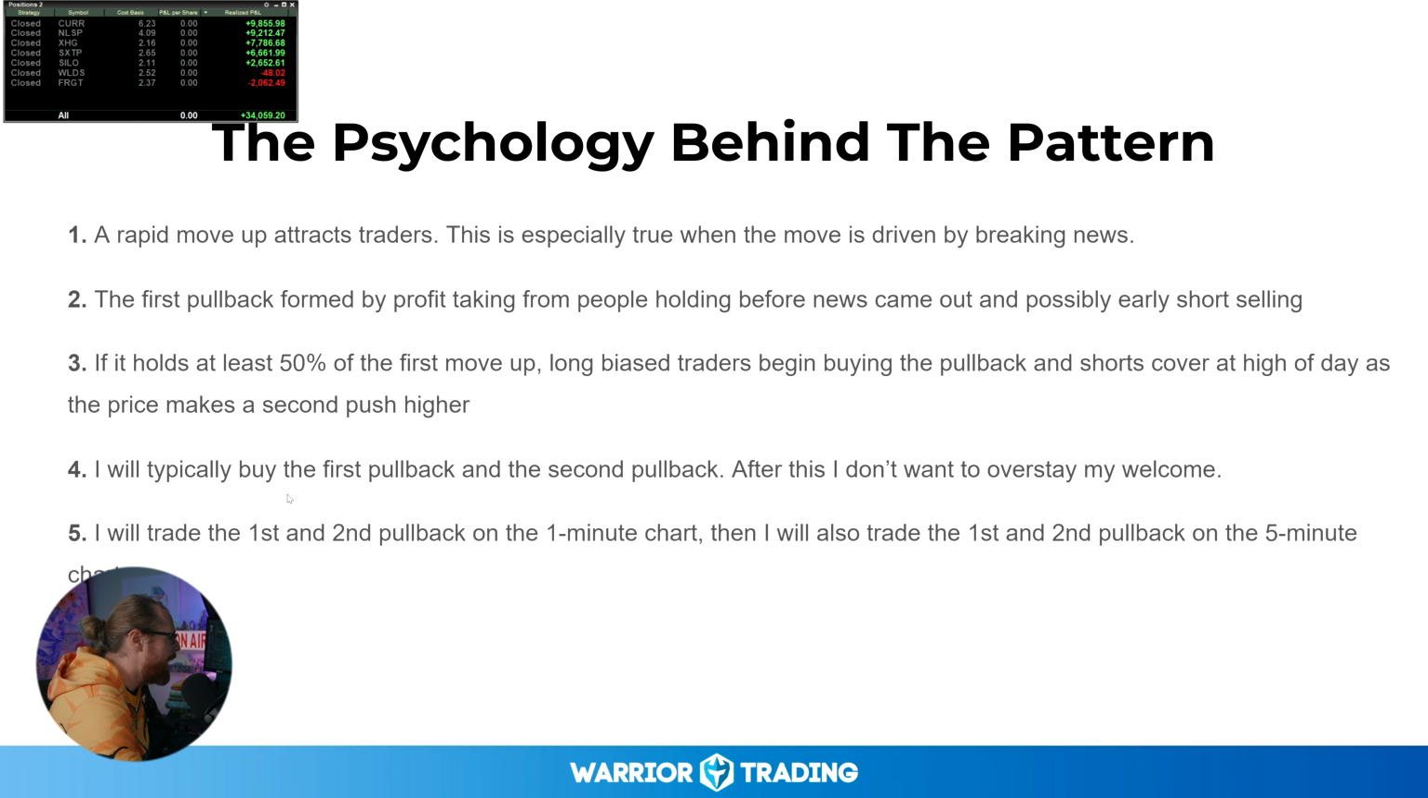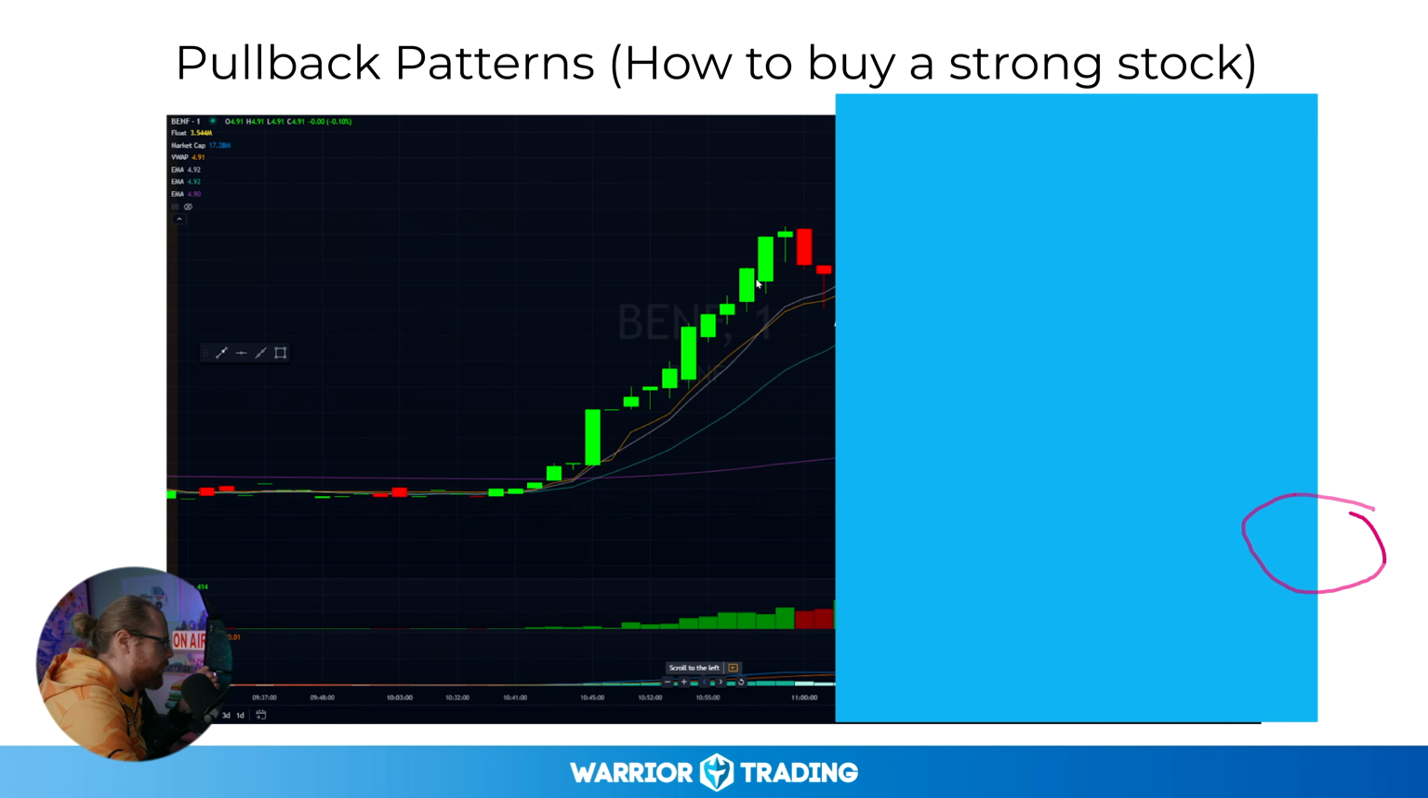So I will typically buy the first pullback and the second pullback. So a stock squeezes up, I buy the first pullback, squeezes up, and I buy the second pullback. By the time we're getting the third pullback, I usually don't like to trade up there. I feel like it's too extended. So first and second pullback, and then I don't want to overstay my welcome. I continue to trade first and second pullback on the 1-minute chart, and then I'll also consider the first and second pullback on the 5-minute chart. Now, we'll talk more about that in a second. I don't want to get ahead of myself.